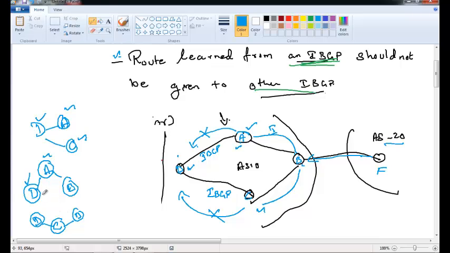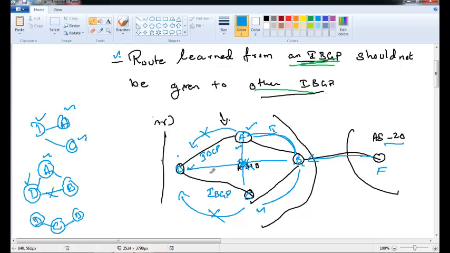We don't have a neighborship between D and B. There is no neighborship between B and D. Similarly, there is no neighbor between A and C. Because we don't have a neighbor, the route learned from one IBGP will not be given to another IBGP. This rule you cannot override.